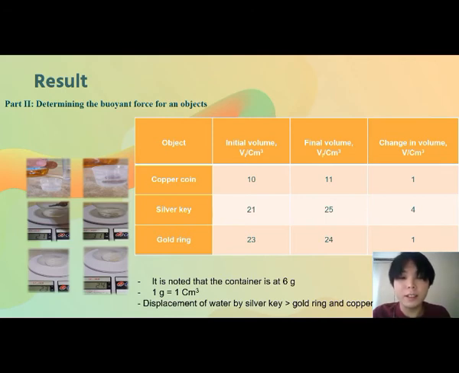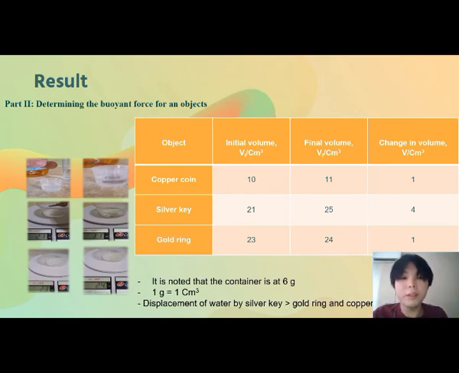Second one is the silver key. Without the silver key, the water is 21 cm cube. After we add the silver key, the final volume of the water is 25 cm cube. Hence, the displacement of water is 4 cm cube. And lastly, the gold ring. The initial is 23 cm cube and the final is 24 cm cube. Hence, the displacement of water is 1 cm cube. Therefore, we can conclude that the displacement of water is greatest for the silver key, while the gold ring and copper coin are the same.